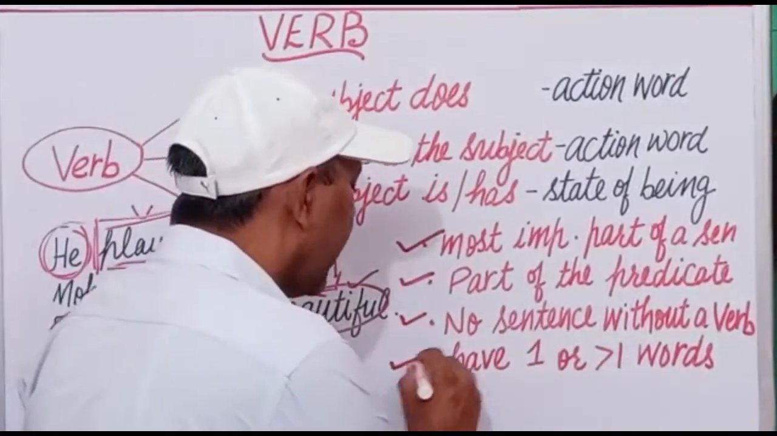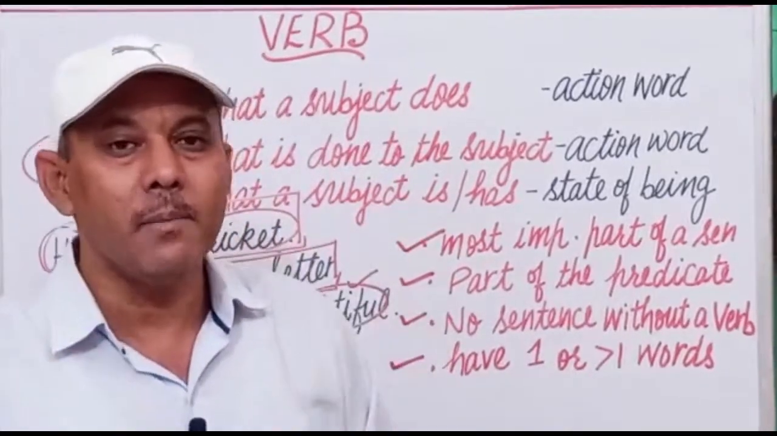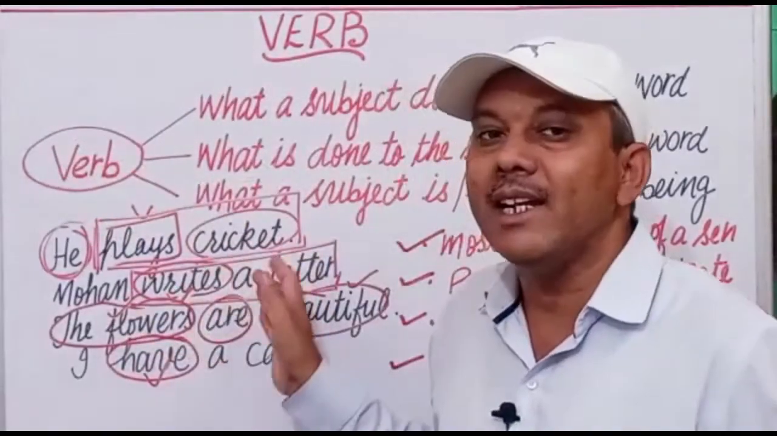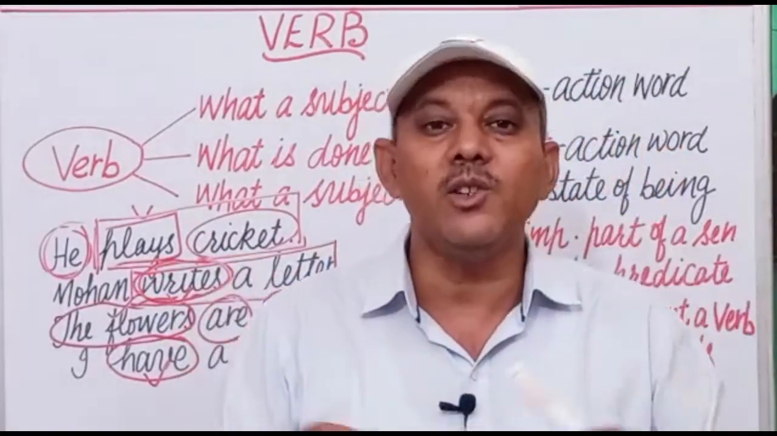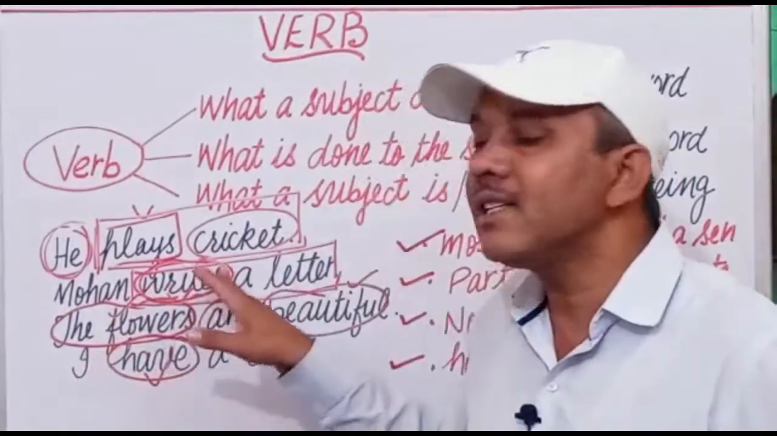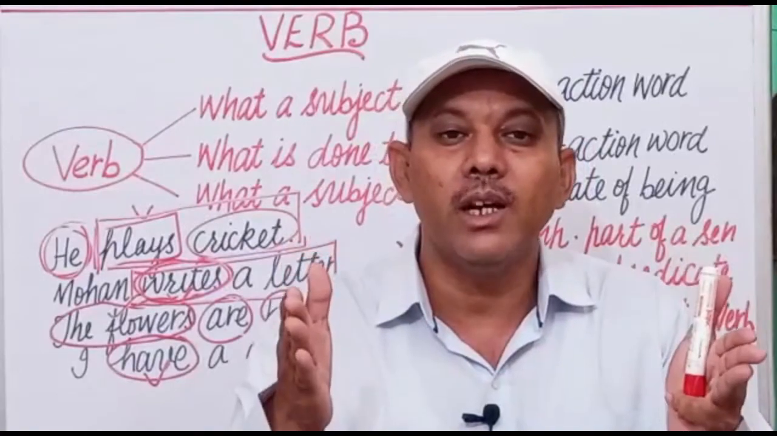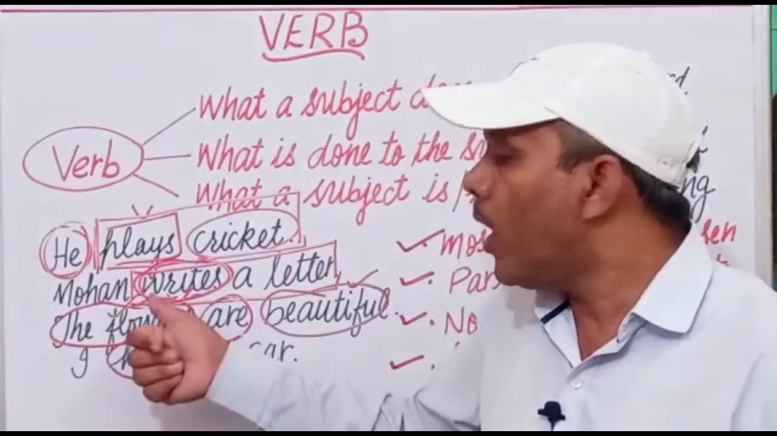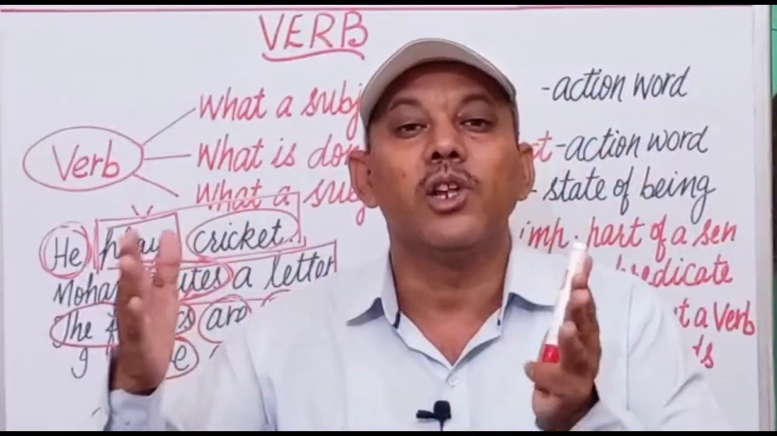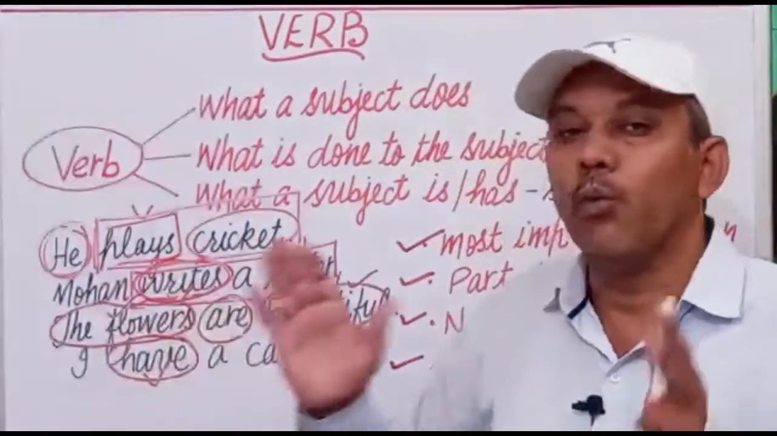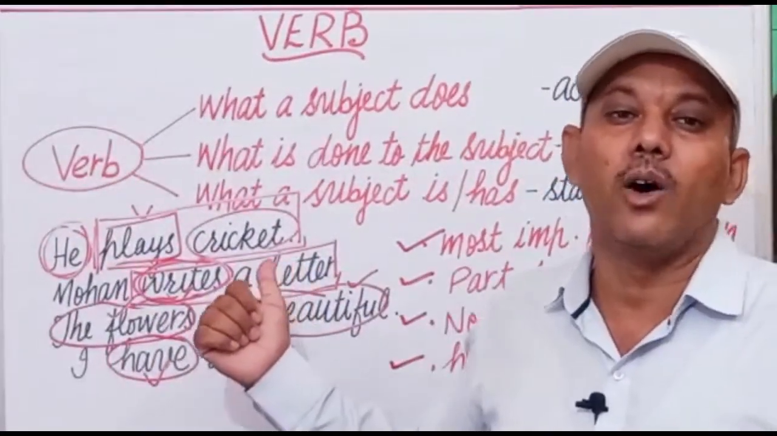And fourth, it may have one or more than one word. For example, Mohan writes a letter. There is a single word verb, writes. But in the present continuous tense, I can say Mohan is writing a letter. Two words are there in the verb in this sentence. And Mohan has been writing a letter. Three words are there. It may have one or more than one word depending upon the tense of the sentence.